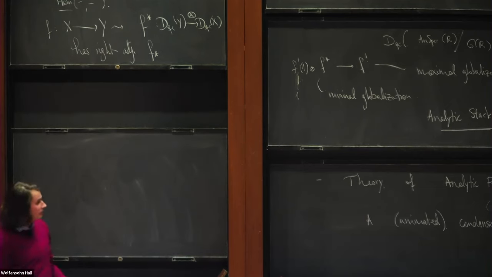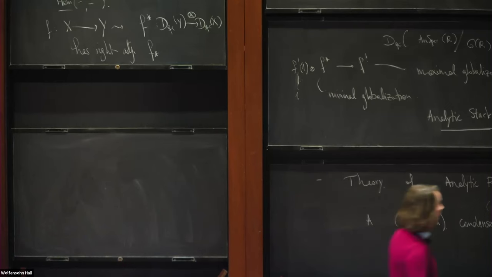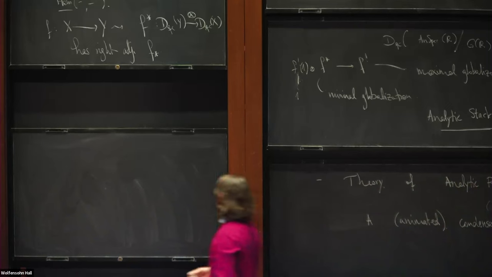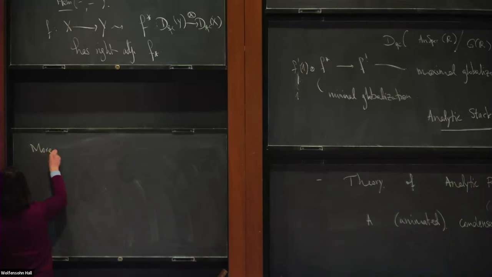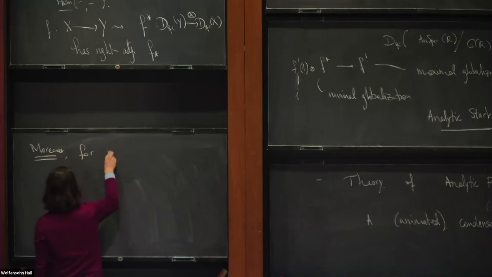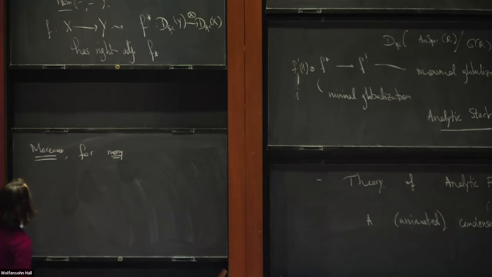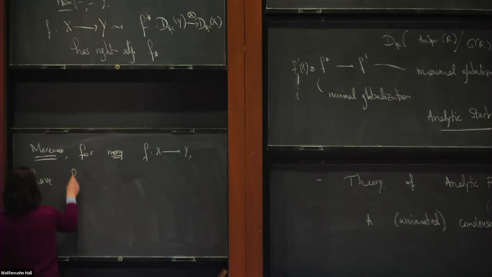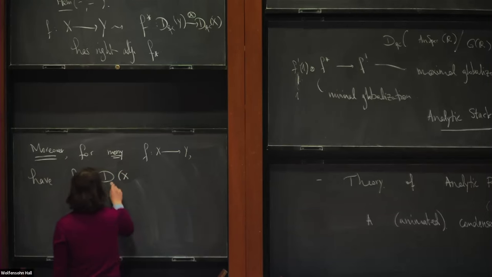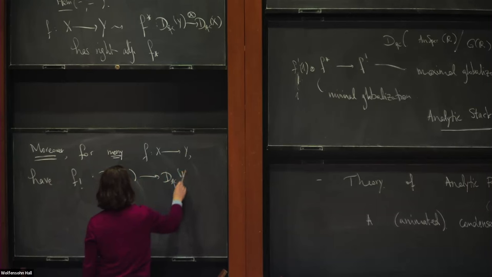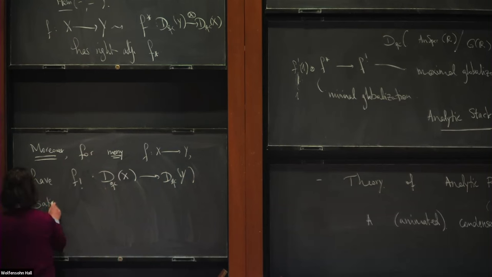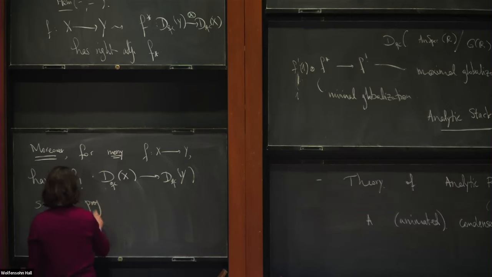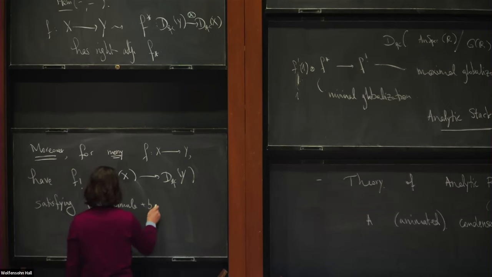But then something very interesting happens, which doesn't usually happen when you consider quasi-coherent sheaves. Namely, you also have a notion of compactly supported coherent cohomology. Moreover, for many, not all, but really quite a lot of maps f from X to Y, you also have an f lower shriek, the graph category of quasi-coherent sheaves from X to Y, satisfying the usual properties, so satisfying the projection formula and base change. And again, it has a right adjoint.